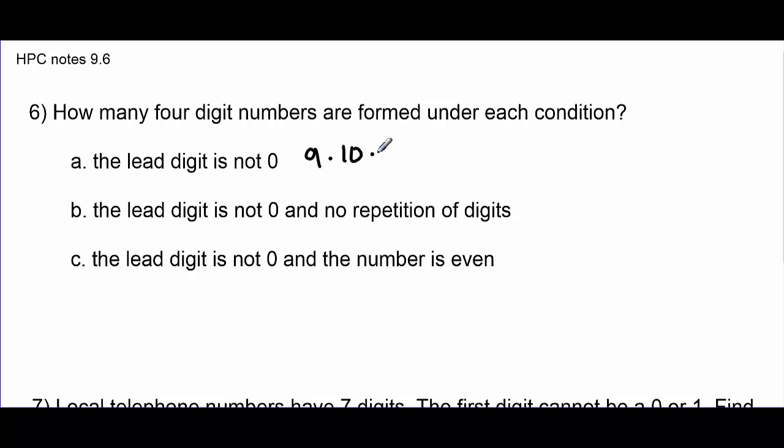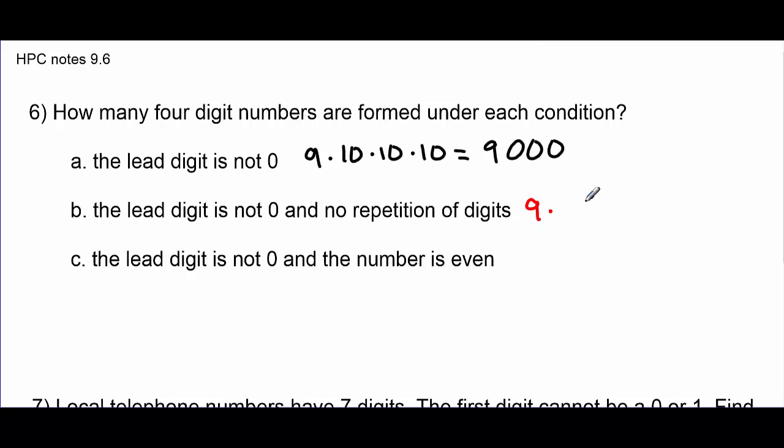Okay, how many 4-digit numbers are formed under each condition? The lead digit is not 0. That would mean our first digit could be 9, and then we have 9 possibilities. The other 3, we could have 10 possibilities for each, so we'd get 9,000 options.